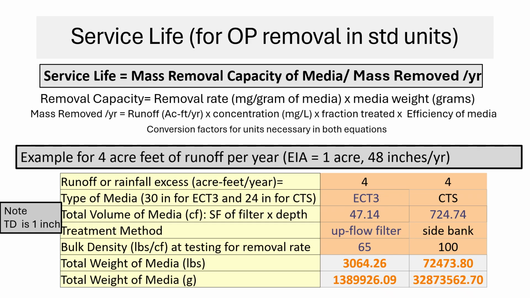This unit area approach makes it straightforward to scale results to different project sizes. It's important to keep track of unit conversions throughout both equations, since you're working across acre-feet, liters, milligrams, and grams, and those conversions need to be handled carefully to get a meaningful result. Also note that the treatment depth used in this example is 1 inch.